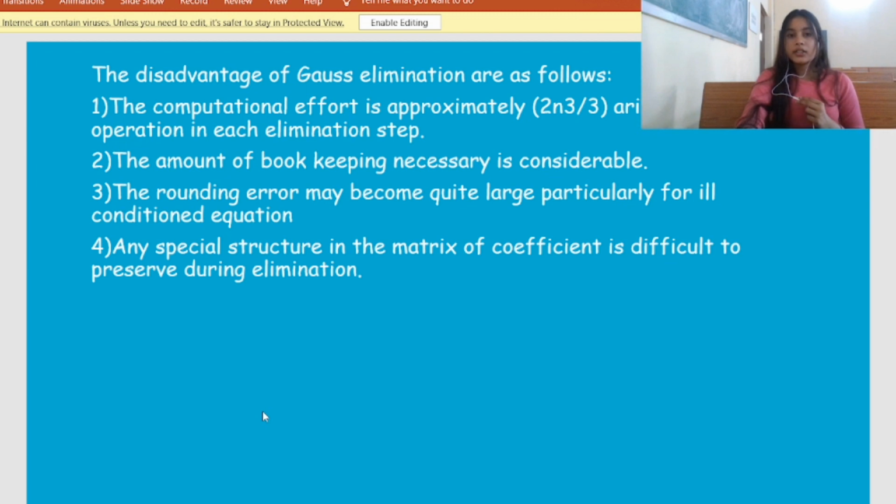The disadvantages of Gauss elimination are as follows. The first disadvantage is the computational effort is approximately 2n to the power 3 whole upon 3 arithmetic operations in each elimination step. The second disadvantage is the amount of bookkeeping necessary is considerable. The third disadvantage is the rounding error may become quite large, particularly for ill-conditioned equations. The fourth and the last disadvantage of Gauss elimination method is that any special structure in the matrix of coefficients is difficult to preserve during elimination.